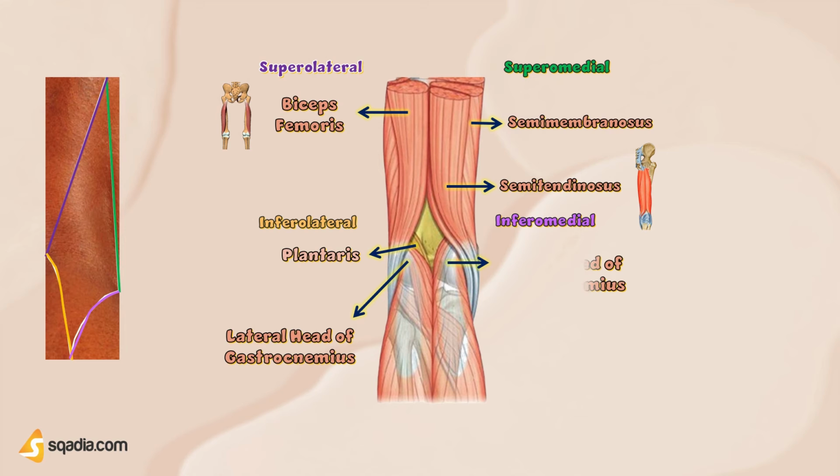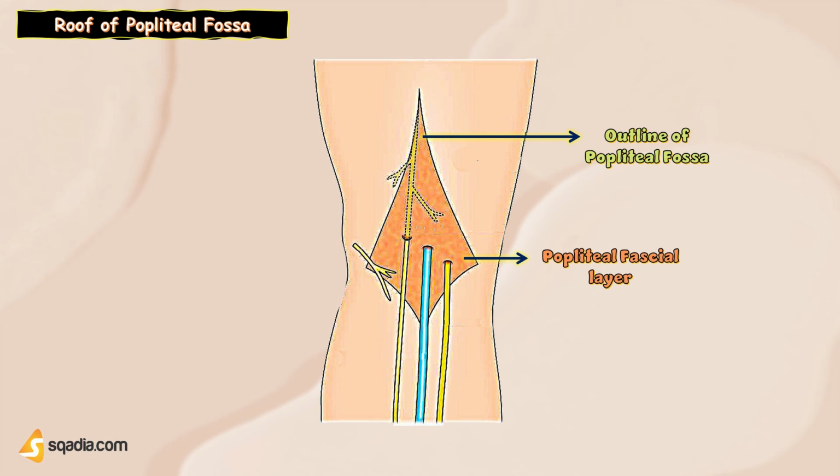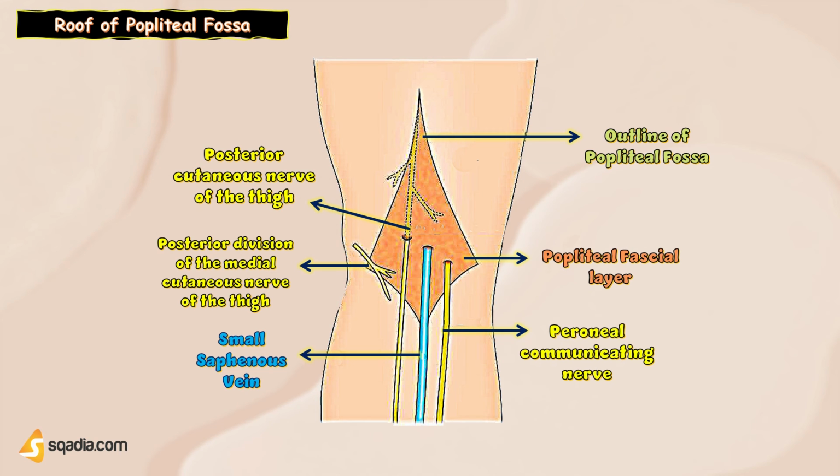Now let's look at its roof and floor. The roof of the fossa is formed by deep fascia or popliteal fascia. The superficial fascia over the roof contains the small saphenous vein and three cutaneous nerves, namely the branches and terminal part of the posterior cutaneous nerve of the thigh, the posterior division of the medial cutaneous nerve of the thigh, and the peroneal or sural communicating nerve.